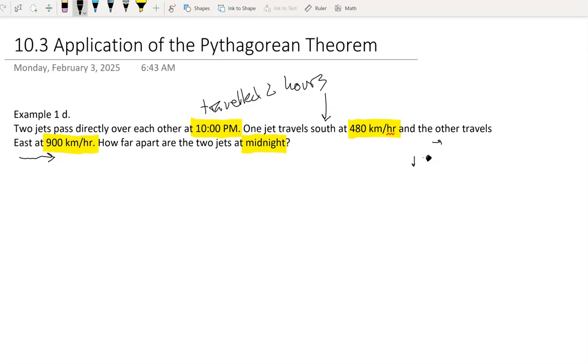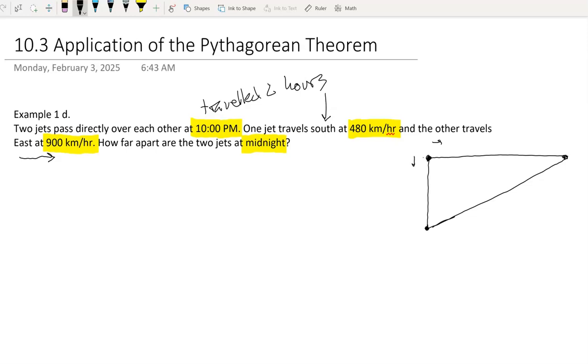So the one going south is going slower, so it's going to have gone a shorter distance, so it's going to be somewhere over here going south, and the one traveling east is going faster, so it's going to go east a bigger distance. And then what you see here is we have a right triangle. So whenever you're doing these problems, you always want to read the information and find the right triangle.